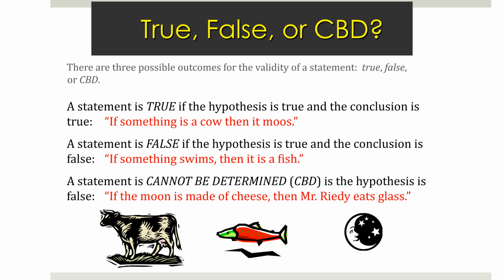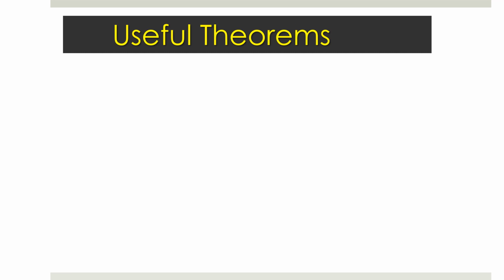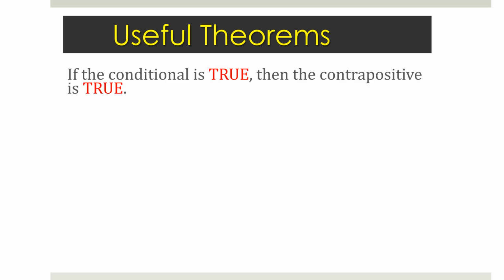All right, so what you should have noticed is that some of these will not be easy to determine whether they're true or false. So I have a couple theorems that will make your life a lot easier. In other words, determining if the original conditional is true or false is not that difficult. If something moves, then it's a cow. That's pretty easy to determine true or false. But when you start throwing in those nots and switching the order, it gets a little confusing.